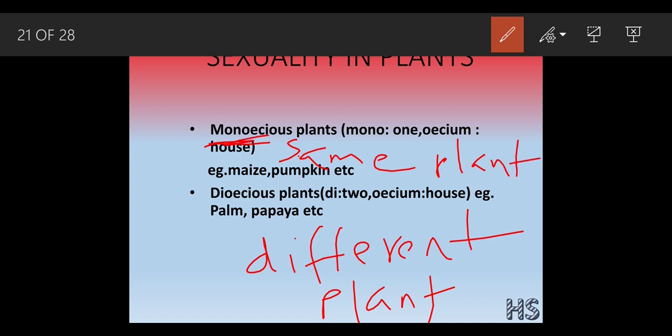Mono means single. Okay, in a single plant only there are both sexes, that is male and female. And dioecious means different plants will have different genders. One would be male and the other would be female.